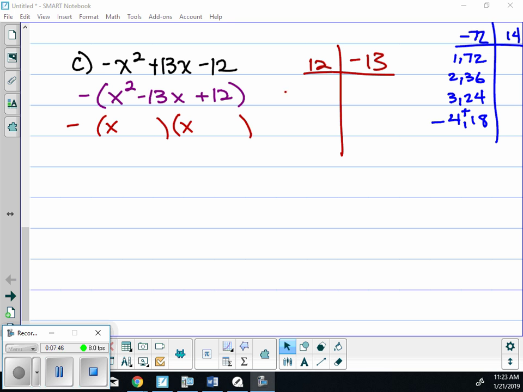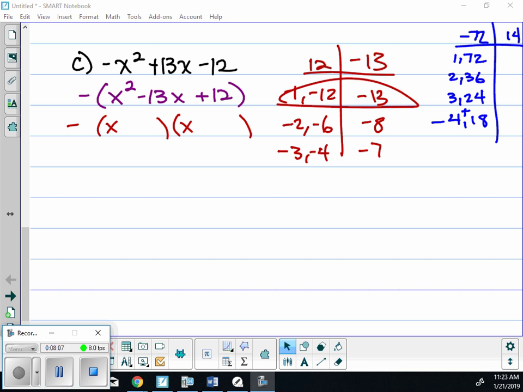So I could do negative 1 and negative 12. I could do negative 2 and negative 6. I could do negative 3 and negative 4. Which one is going to give me my negative 13? And if we just add them, we can see, if you didn't already figure it out, that negative 1 and negative 12 are going to give us our negative 13. So here is our factored form.